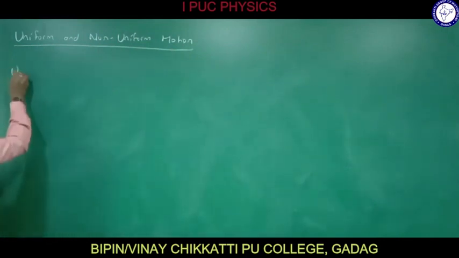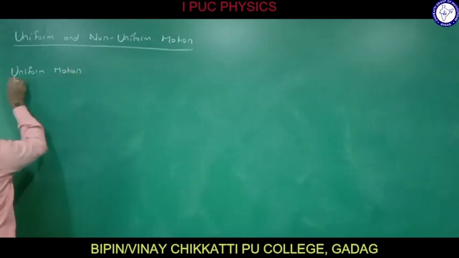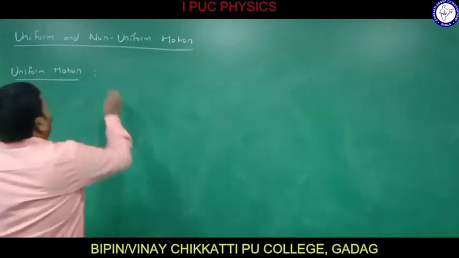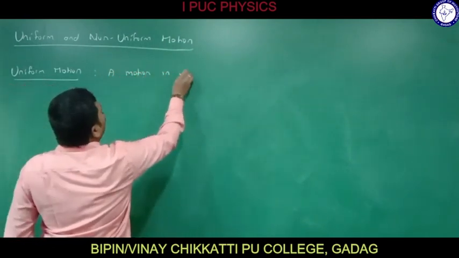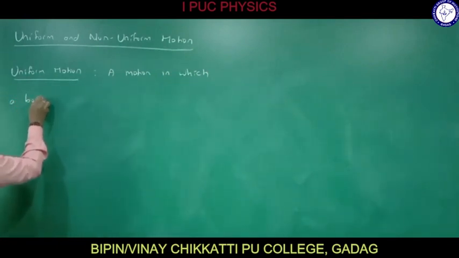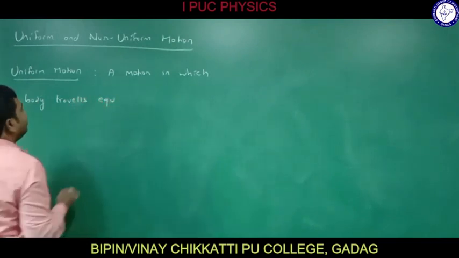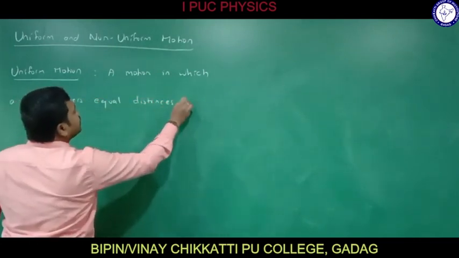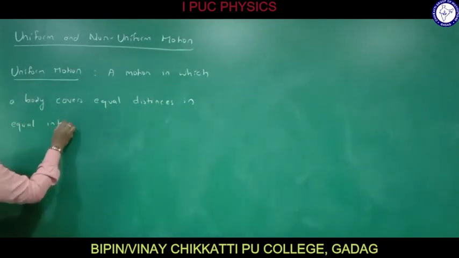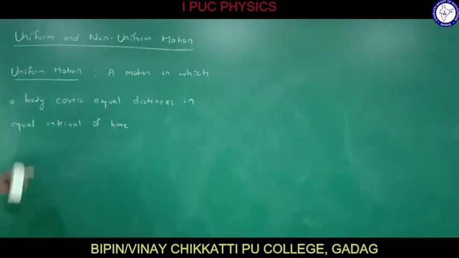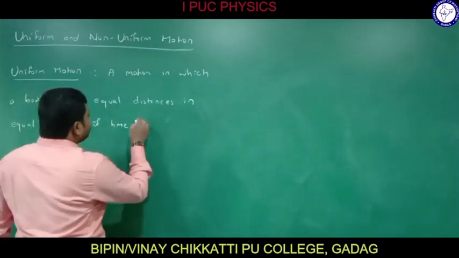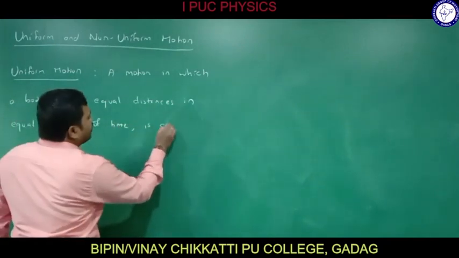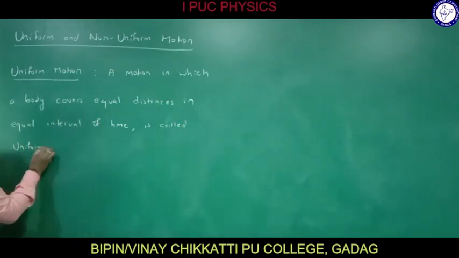First of all, let us understand uniform motion. What is uniform motion? The name itself says uniform, and uniform means same. Let me tell you what uniform motion actually is. It is a motion in which a body covers equal distances in equal intervals of time. A motion in which a body covers equal distances in equal intervals of time is called uniform motion.